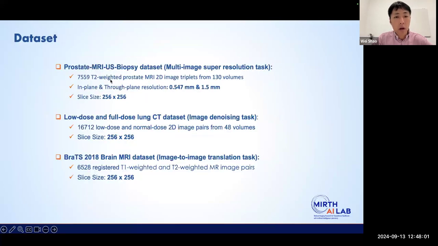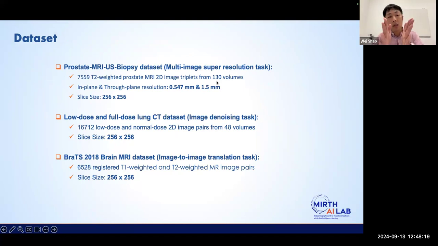And we evaluated on 3 different tasks. This is a general network that can be applied to various image-to-image tasks. Using the same architecture, we tested it on 3 different image-to-image tasks. The first one is image super resolution.